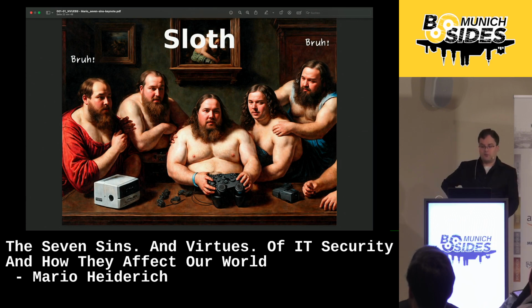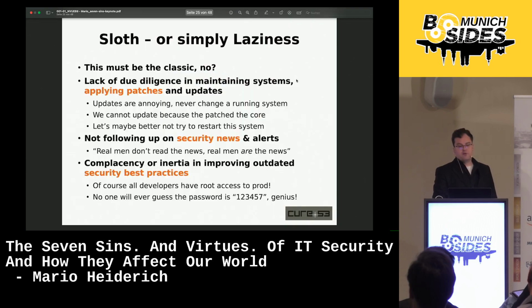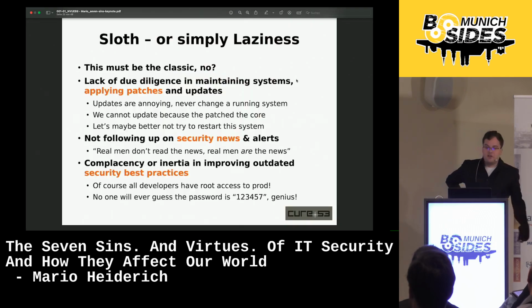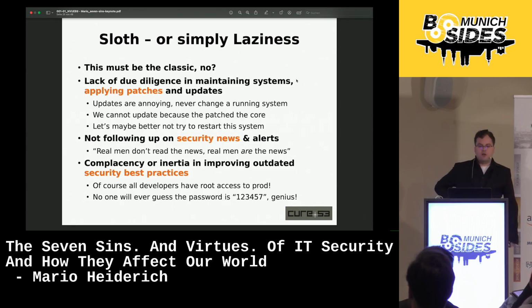And then, of course, we have sloth. And sloth is also quite interesting because it might affect all of us here in one way or the other. With sloth, we might be referring to, for example, laziness. And that's a classic. Because it could be just thinking about the laziness to maintain your systems properly and to patch and update them properly. And we all know how annoying updates can be.